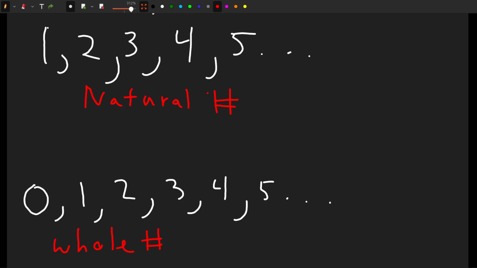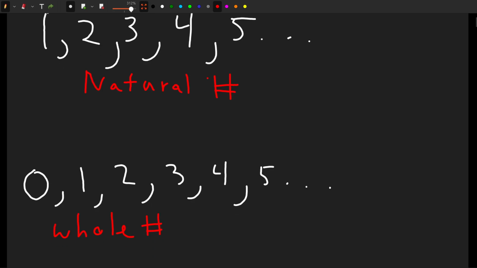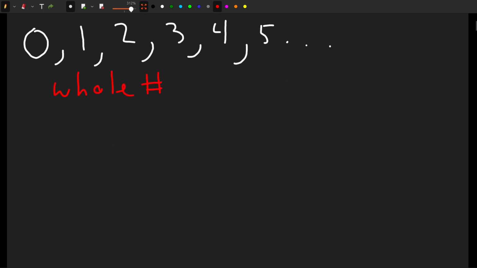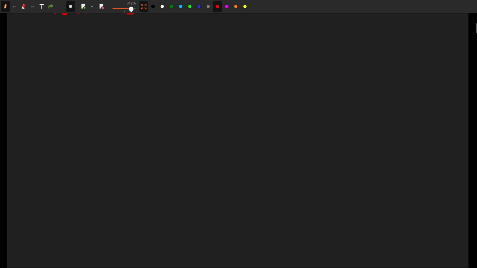And so we have two other number systems. We have rational numbers and irrational numbers. So we'll start with rational numbers. Rational numbers are any number that can be written as a fraction. So for example, the number 6, which is a whole number, can be written as a fraction by simply changing it to be 6/1.